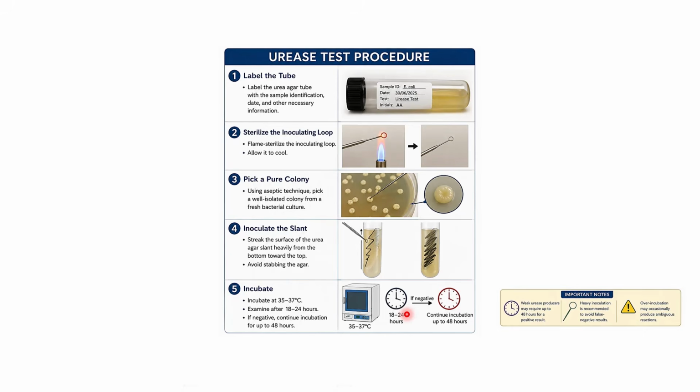for a positive result. Key important notes: 1. Weak urease producers may require up to 48 hours for a positive result. And 2. Heavy inoculation is recommended to avoid false negative results. And over incubation may occasionally produce ambiguous reactions. So a positive result is indicated by a color change of the medium from yellow-orange to pink, and no color change indicates a negative result.